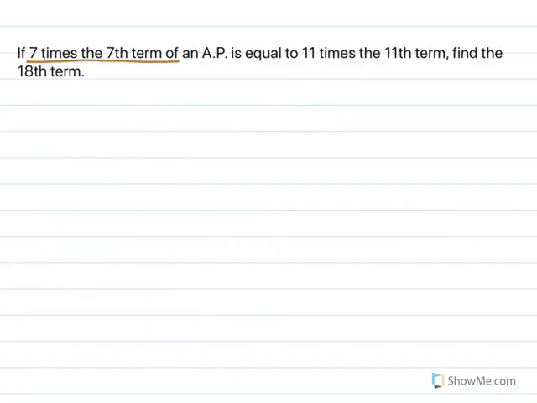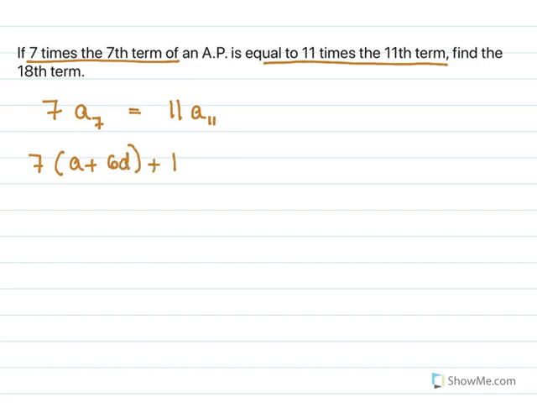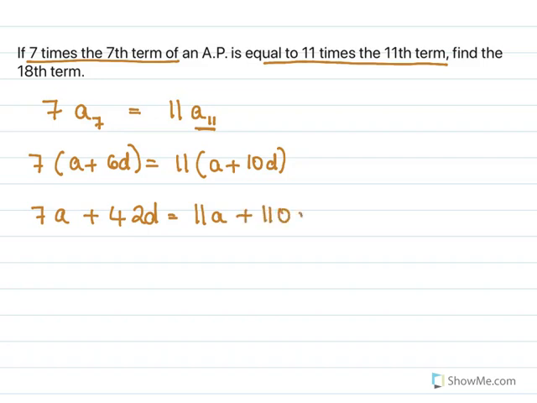If 7 times the 7th term is equal to 11 times the 11th term, let me write that. 7 times the 7th term equal to 11 times the 11th term. So 7 times, now the 7th term is A plus 6D. 11 times the 11th term. Now the 11th term is A plus 10D. If you open the bracket now, you get 7A plus 7 into 6 is 42, 42D equal to 11A plus 110D.